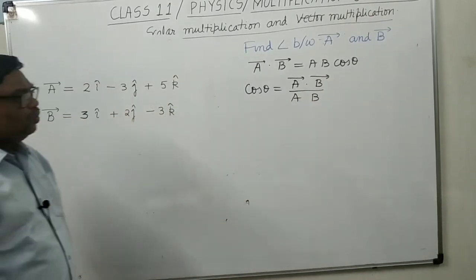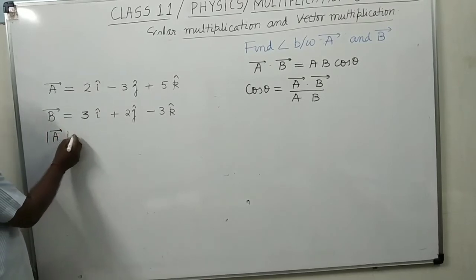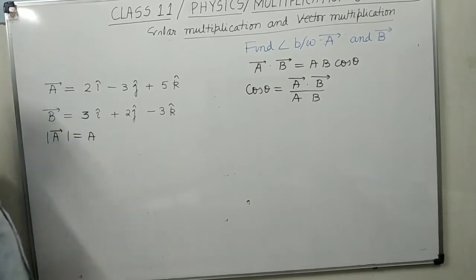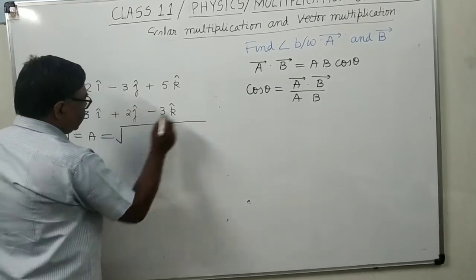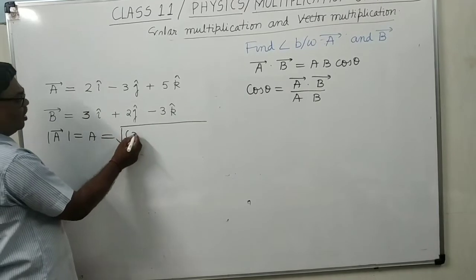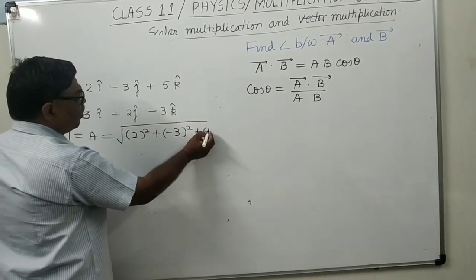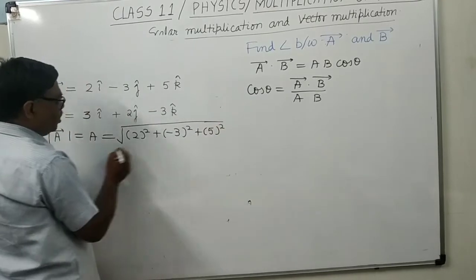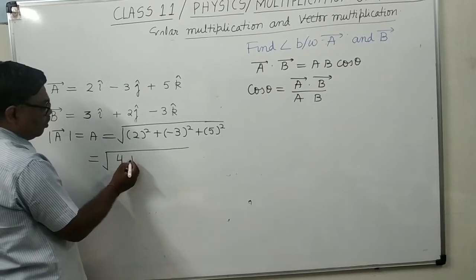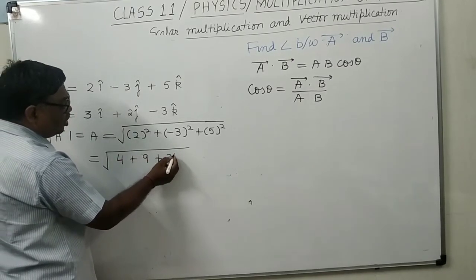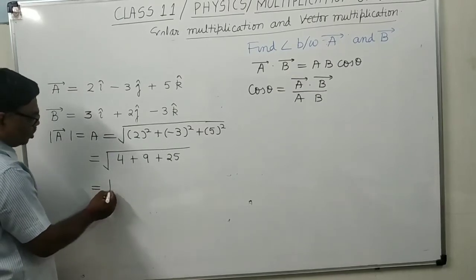What is A? You know A is the magnitude of vector A, which we simply denote by A. And how will you find the magnitude? In the previous lecture I told it is 2 square plus minus 3 square plus 5 square. It is equal to 2 square is 4 plus 9 plus 25. So it is equal to 38, root 38.